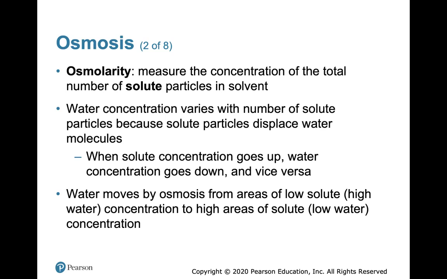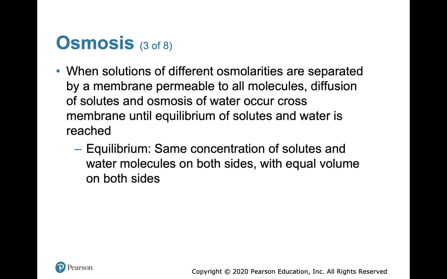And this makes sense if you think about salt water, or if you put salt or sugar into a solution, water will always want to move into an area where there's higher solute solution to try to disperse some of that solute, that salt or sugar. When solutions of different osmolarities are separated by a membrane permeable to all molecules, diffusion of solutes and osmosis of water will occur, and they will cross the membrane until equilibrium of solutes and water is reached. And equilibrium just means the same concentration of solutes and water molecules on both sides with equal volume on both sides.